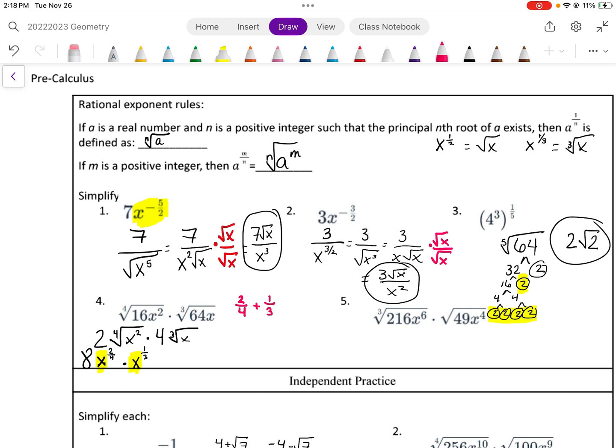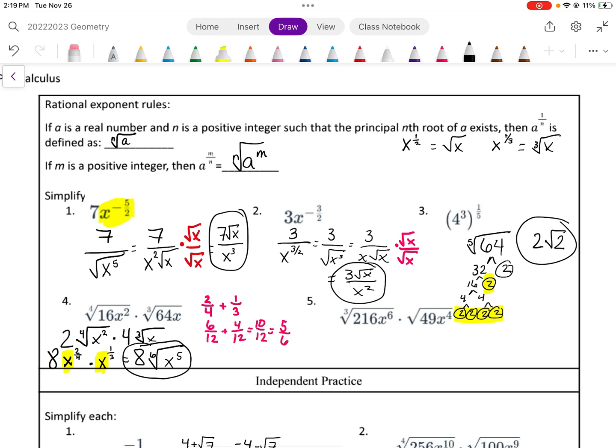So my common denominator here would be 12. So I would have 6 over 12, which is the same thing as 2 over 4, plus 4 over 12 equals 10 over 12. And I'm going to reduce that, which is 5/6. So basically, if I took x to the 2/4 times x to the 1/3, I'm going to get x to the 5 over 6, and then I can rewrite it as a radical. So I have my 8 out at front, which means I'm going to have a 6th root, x to the 5th. There you go.